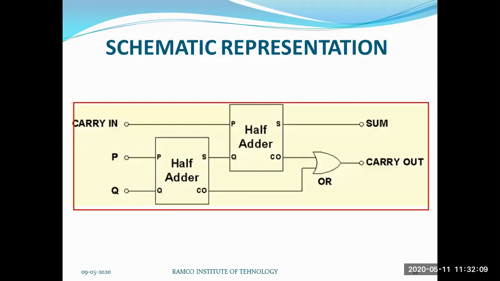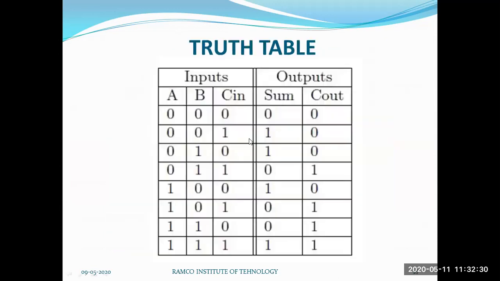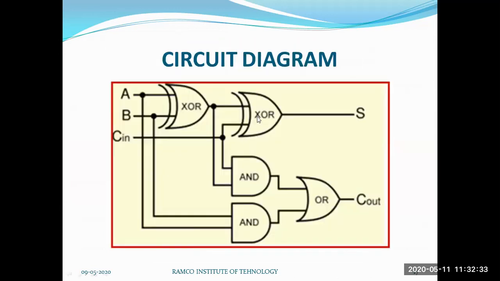So this is the schematic representation where you can connect your two half adders and an OR gate in order to build your full adder circuit. So this is the circuit diagram. You can have an XOR gate and AND gate. So this is half adder number 1. XOR gate and AND gate. So this is half adder number 2. And you have OR gate, which is your carry out, and the output of your XOR gate number 2 is your sum.